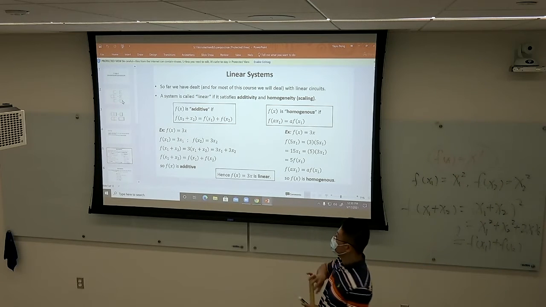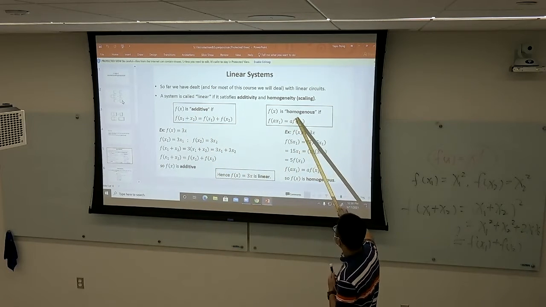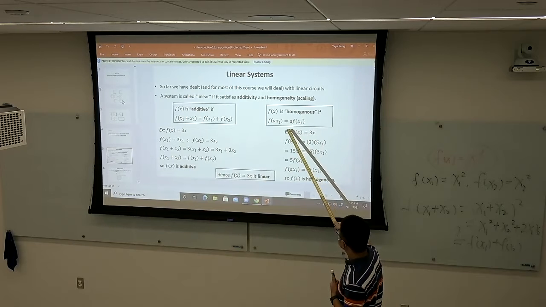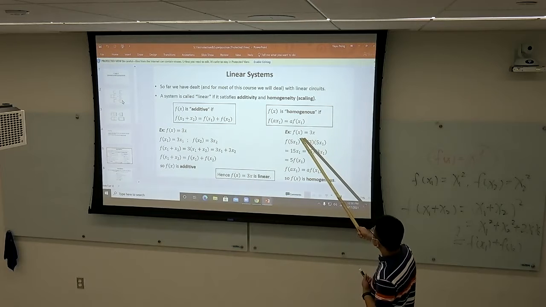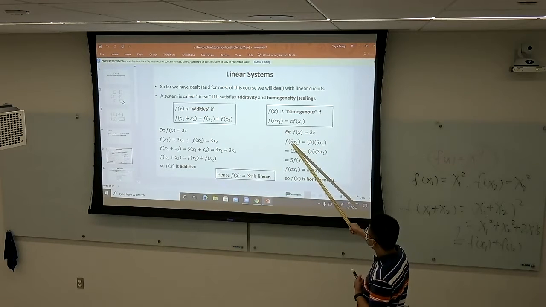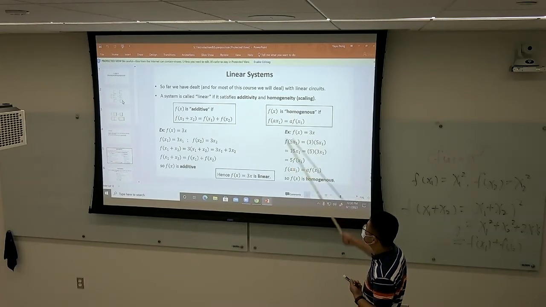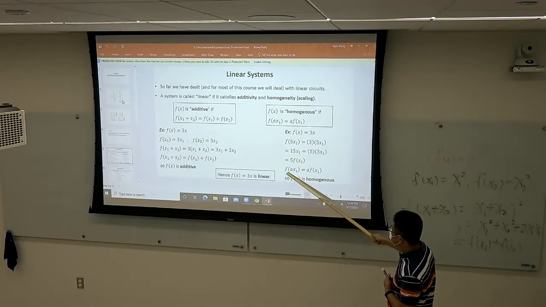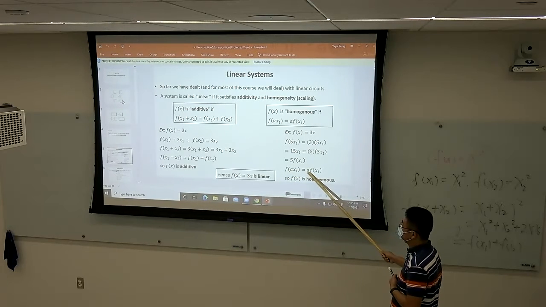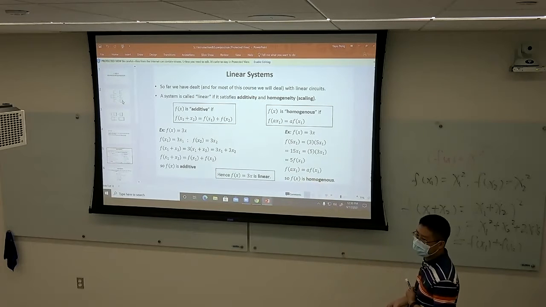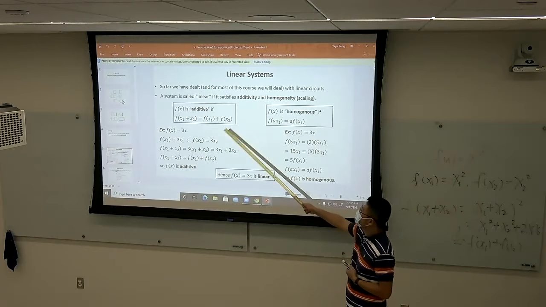All linear functions should satisfy additivity. Homogeneity is also called scaling. If we multiply the input by 5, the output should also be multiplied by 5. That is the characteristic: f(a times x) equals a times f(x). The input times a, and the output should also be times a. This is homogeneity. So a linear system should satisfy these two characteristics.